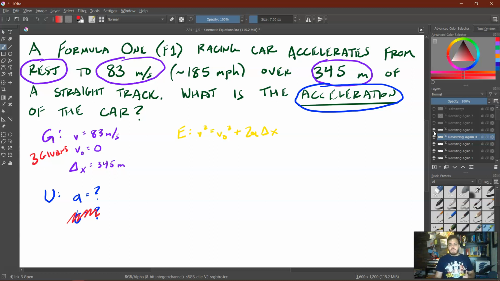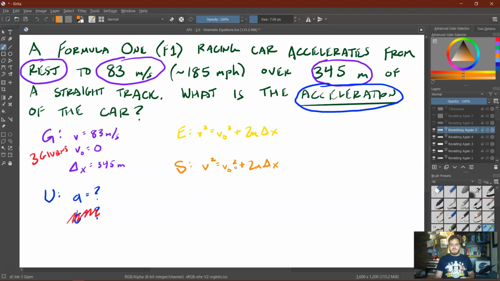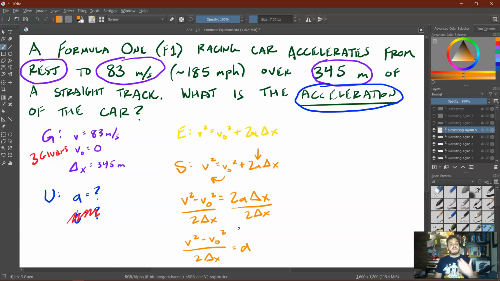Now I need to solve this equation by algebraically manipulating it. So I start here, V squared equals V naught squared plus 2A delta X. And I specifically want the acceleration. So let's solve for that. So first off, I'm going to move V naught squared across. So I have V squared minus V naught squared equals 2A delta X. And then I need to divide by 2 and delta X. So I'm going to divide both sides by that. And that leaves me with V squared minus V naught squared over 2 delta X equals A. I've now algebraically solved for the variable that I want.